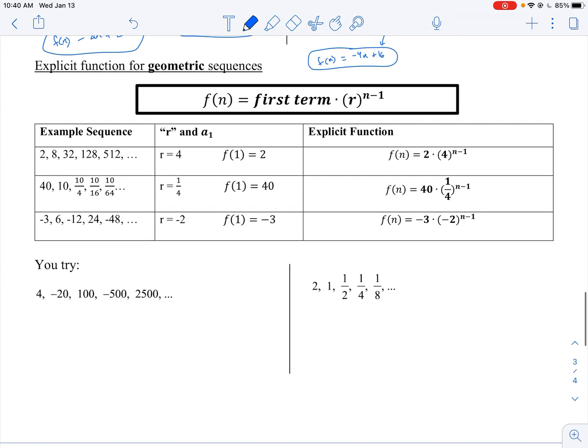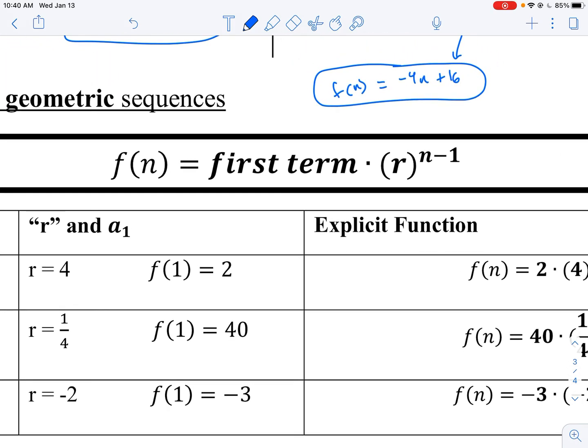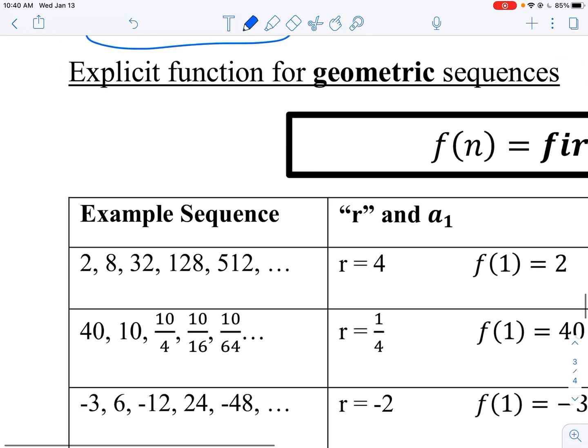Let's do the geometric sequences next, and then we'll talk about some of the things on your assignment after that. So the explicit function for geometric sequences is this. You put the first term first, and then you got times r to the n minus 1 power. And this is an exponent, so you may want to note that this is an exponent. A common mistake is people just put r times n minus 1, and you're going to get a wrong answer if you do that. So let's look at a few examples.